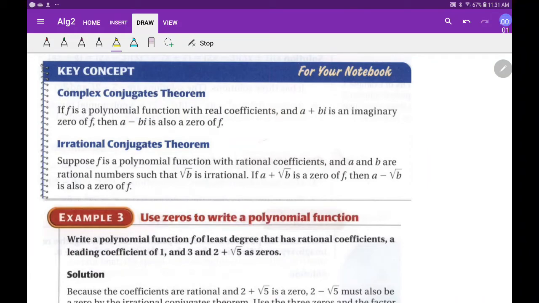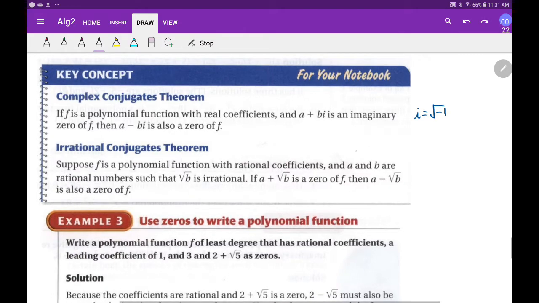New concept time: the complex conjugates theorem and the irrational conjugates theorem. These are very much related because i is the square root of -1, and so the fact that we're dealing with square roots and i at the same time is not surprising. You know that if we have a square root or i on the bottom, like 3 over 2 plus the square root of 5, we'd want to get that off the bottom.